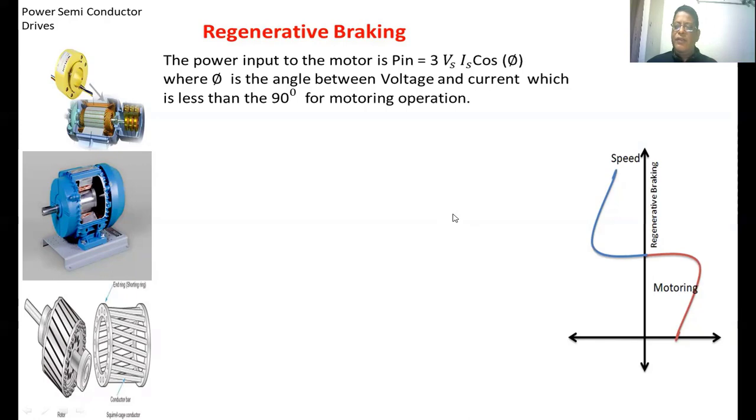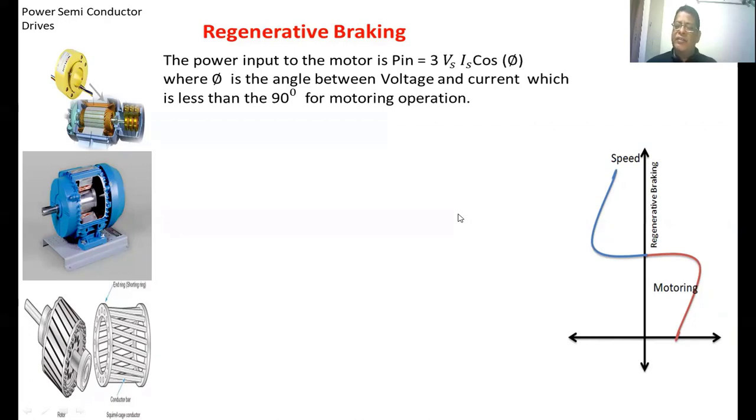Now, if you increase the speed of the motor above the synchronous speed, the relative speed between the air gap flux and rotor conductors will be reversed. Once it is reversed, the rotor current is reversed. Once the rotor current is reversed, the stator current also will be reversed, because transformer principle acts between the rotor conductors and the stator conductors.